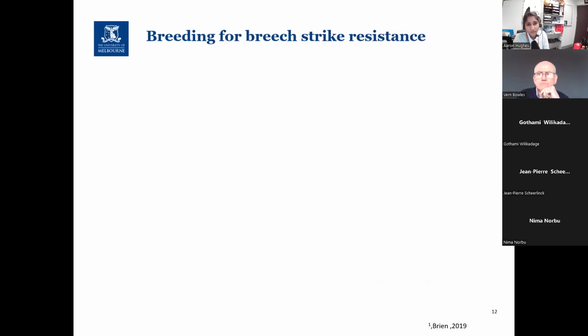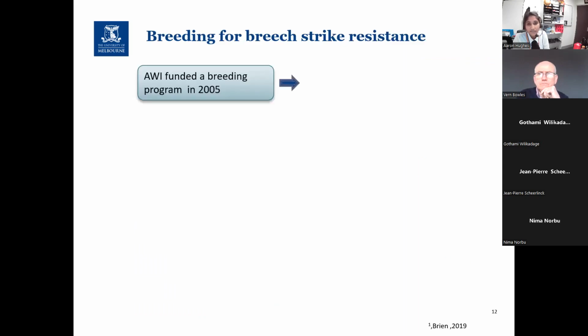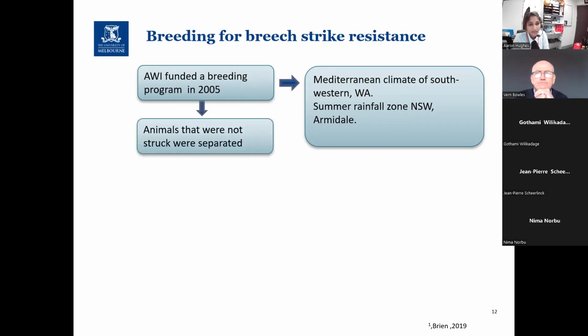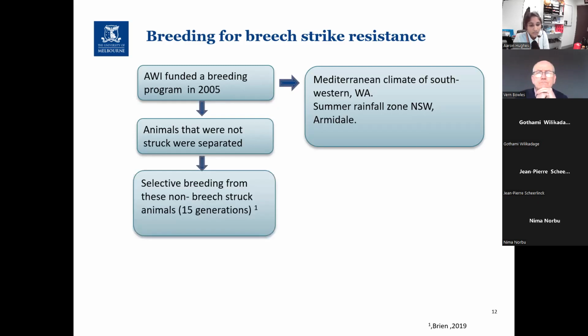In 2005, AWI started funding a breeding program, which was conducted in 2 climatic zones in Australia. One was in Western Australia, and the other was in Armidale, which belongs to the summer rainfall zone. They monitored the animals, and animals that were not struck by blowflies were selected and used in their breeding program. They maintained this breeding program for about 15 generations.